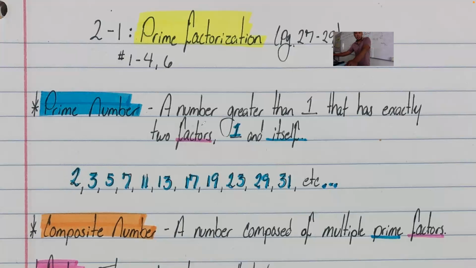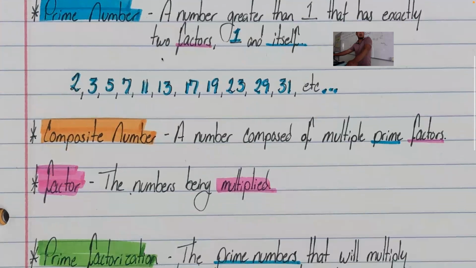So those are prime numbers, numbers that cannot be divided by anything except for 1 and themselves. Now, the opposite of a prime number is a composite number. A composite number is a number that is composed of multiple prime numbers or multiple prime factors. Consider the number 9. The number 9 is composed of the numbers 3 and 3. 3 times 3 is equal to 9.